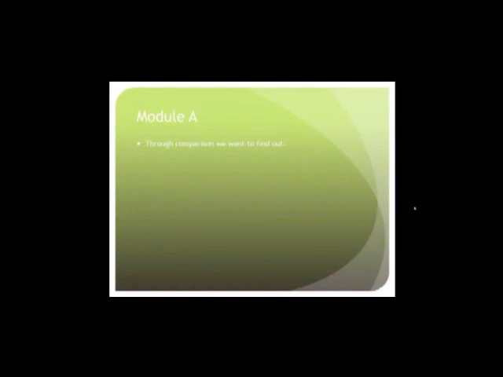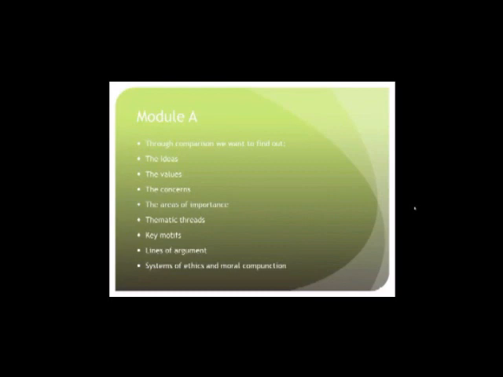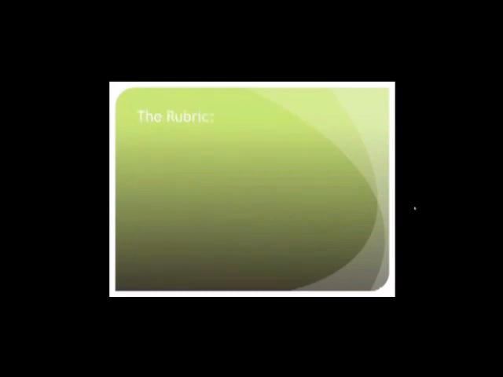Module A. So through comparison we want to find out the ideas, the values, the concerns, the areas of importance, thematic threads, the key motifs, the lines of argument, the systems of ethics and moral compunction. This is what we'll be uncovering through our comparison between Frankenstein and Blade Runner, or the other electives that you've studied where you compare two texts. This is just the two texts. Remember, there are no related texts for this module, which is great.